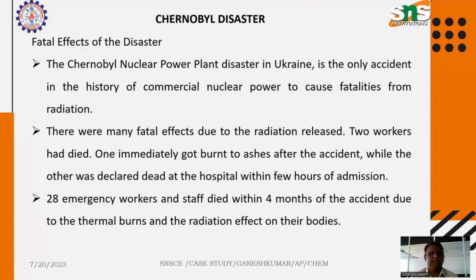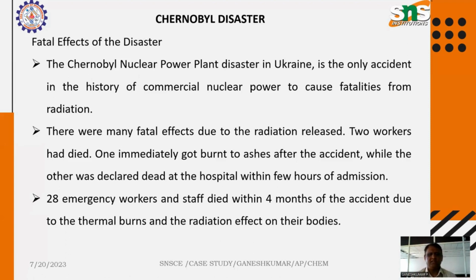Usually when a disaster happens, we can't imagine the effects faced by the people, the scientists, and the country. And not only that country, this kind of disaster spreads over other regions and usually affects the entire continent. The Chernobyl nuclear power plant disaster in Ukraine is the only accident in the history of commercial nuclear power plants to cause fatalities from radiation. There were many fatal effects due to the radiation released. Two workers died. One was burned to ashes immediately after the accident, while the other was declared dead at the hospital within a few hours of admission.